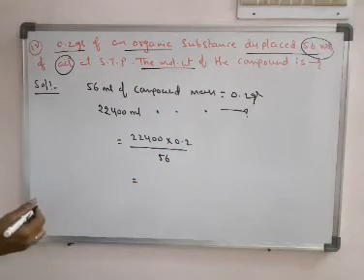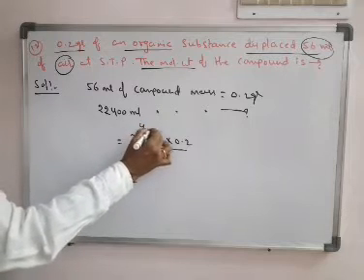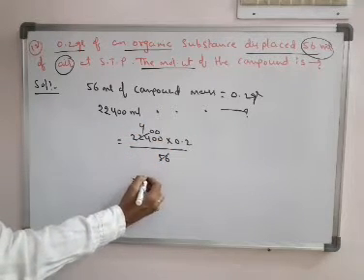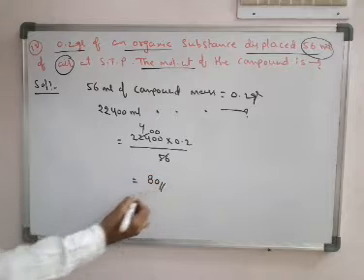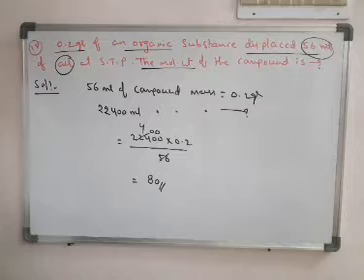Okay, on this calculation we will get exactly 400. So the molecular weight is 80. The molecular weight of the compound is 80.